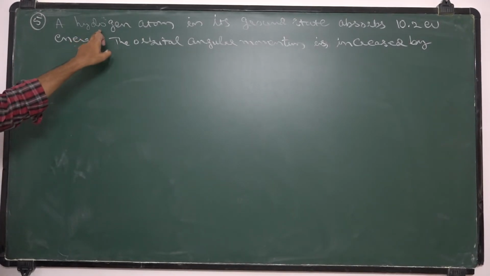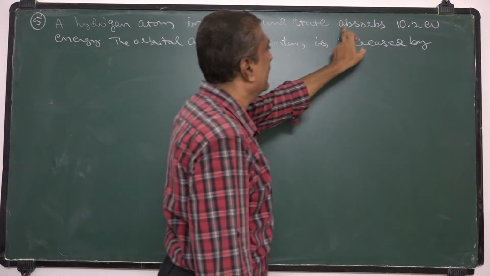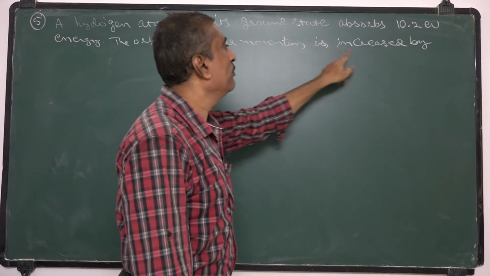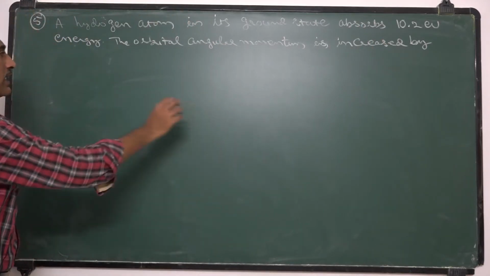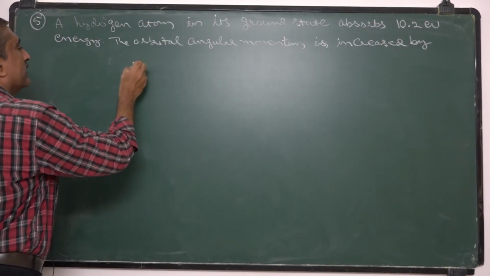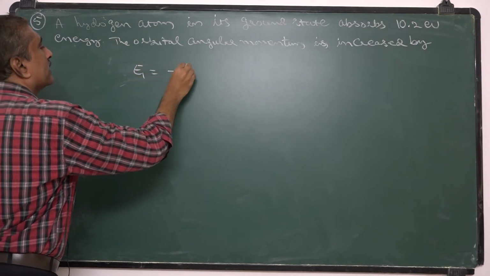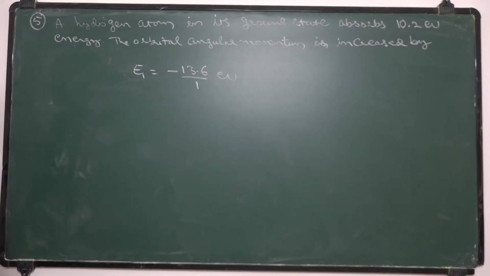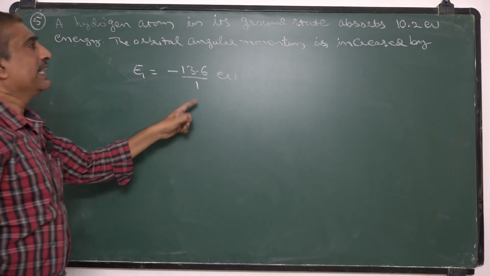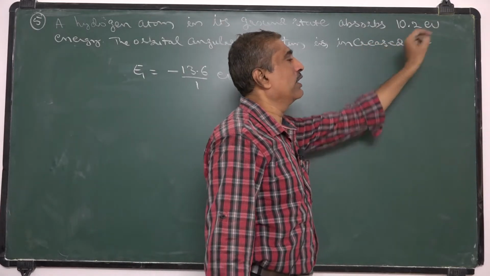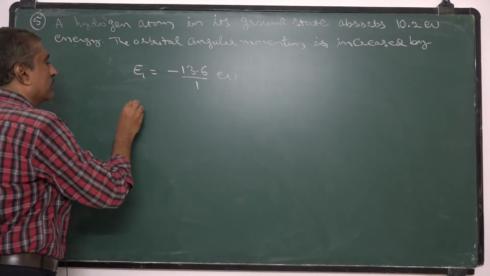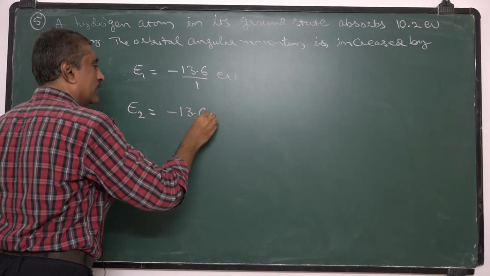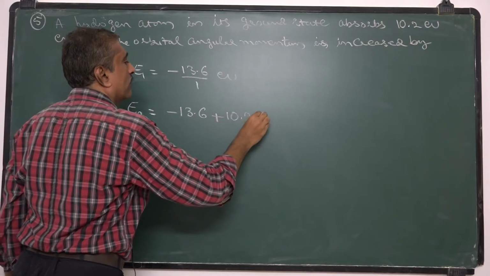Okay. The question is, a hydrogen atom in its ground state absorbs 10.2 electron volt energy. The orbital angular momentum is increased by. Suppose electron in the ground state means its energy is E1, that equal to minus 13.6 by 1 electron volt. This is the energy of the electron in the ground state. Now it absorbs an energy 10.2 electron volt. That means the new energy becomes E2 is equal to minus 13.6 plus 10.2 electron volt.